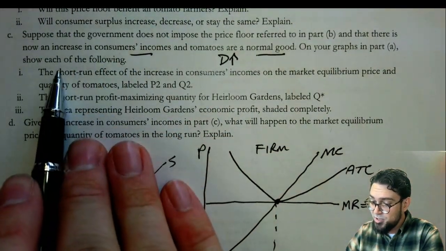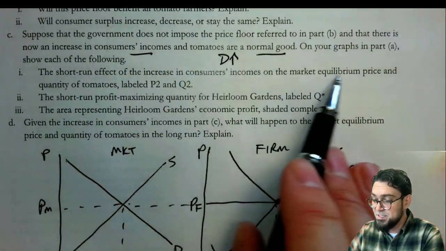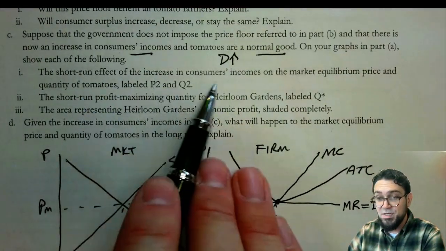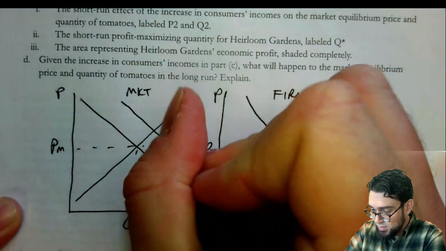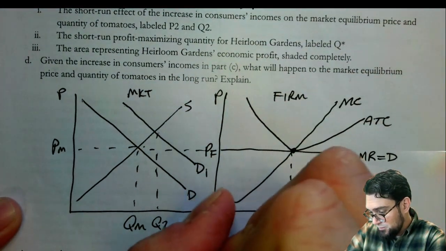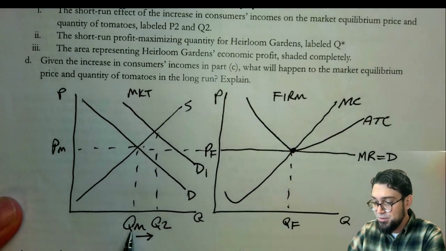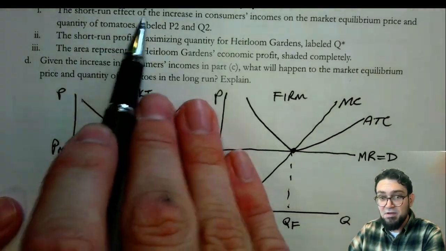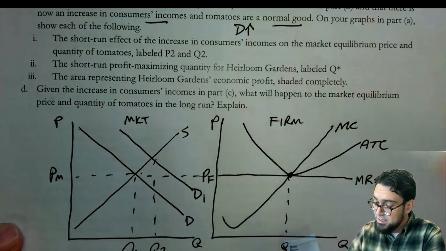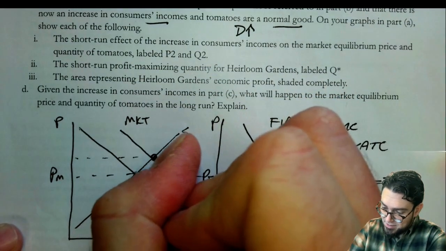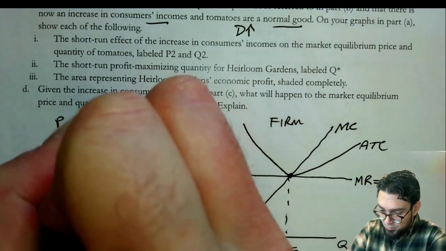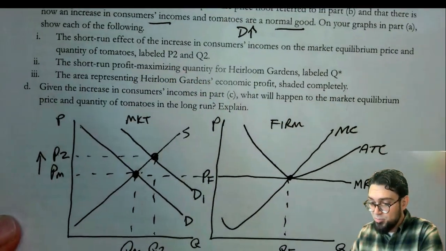So on our graphs in part A, show the short run effect of the increase in incomes on the market equilibrium price and quantity, label it P2, Q2. So in this market, I'm just going to shift this to be D sub 1. And I have Q2. I'm going to put a directional arrow here because it is telling me that I need to show the effect on the quantity. And then I'm also going to put a bigger dot just so that it's nice and clear, and label P2, a higher price.